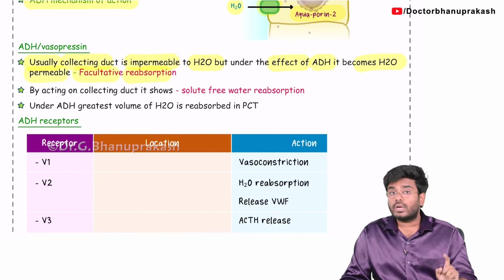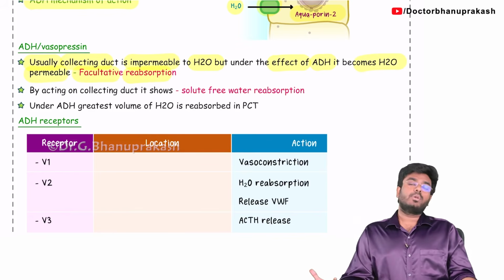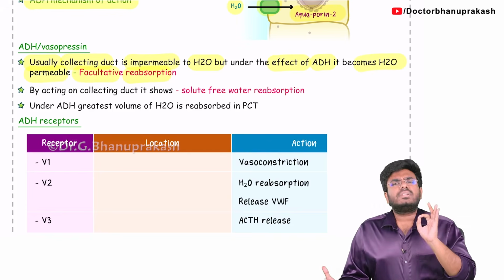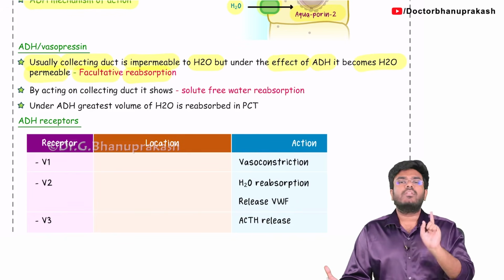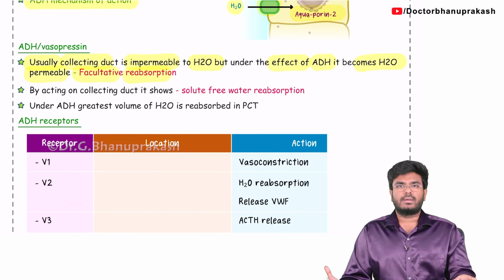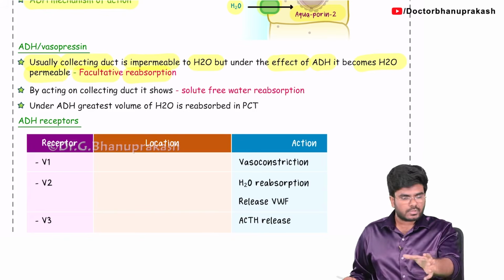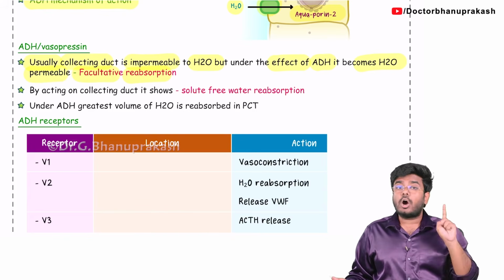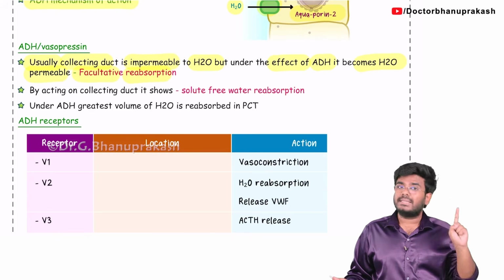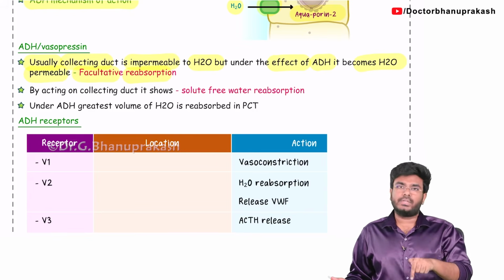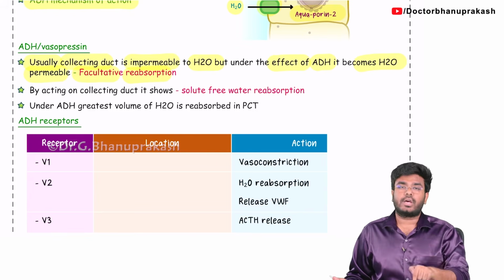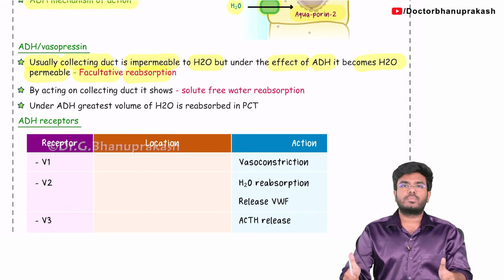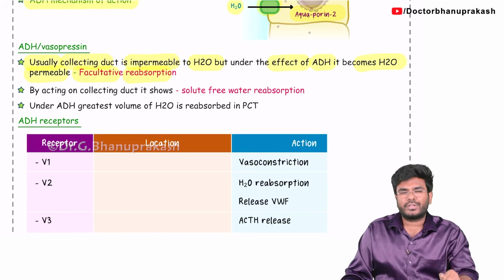But PCT is not like that. PCT doesn't require any hormone. In PCT, it doesn't matter whether ADH is there or not. Always 70% water reabsorption will occur because of 70% sodium reabsorption. That is called obligatory water reabsorption in PCT. But in the collecting duct, it's facultative water reabsorption dependent on antidiuretic hormone. With antidiuretic hormone, water reabsorption. Without antidiuretic hormone, no water reabsorption.